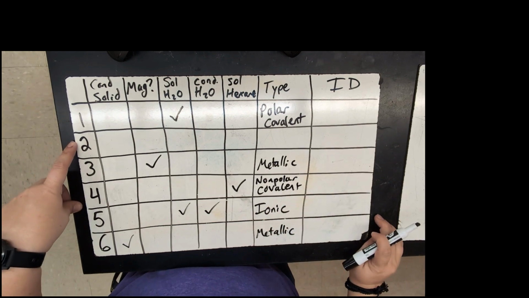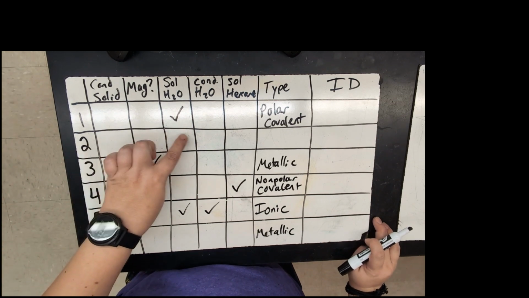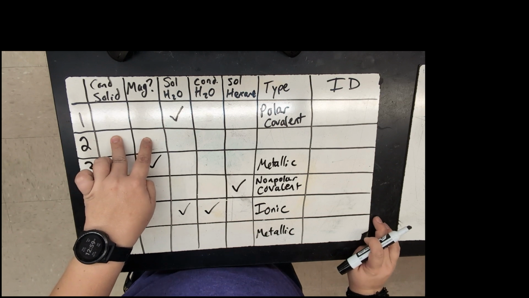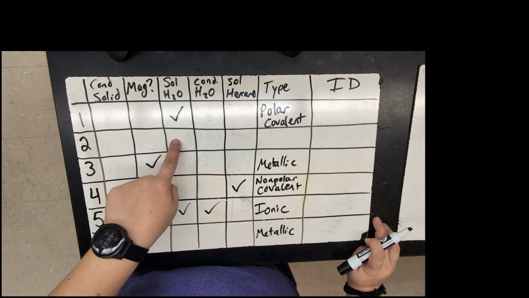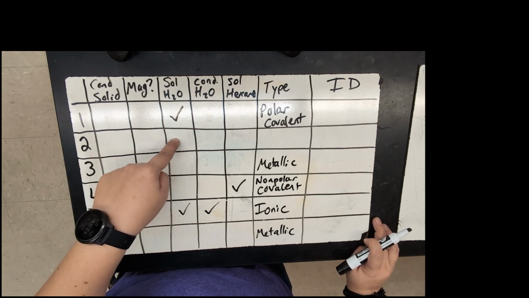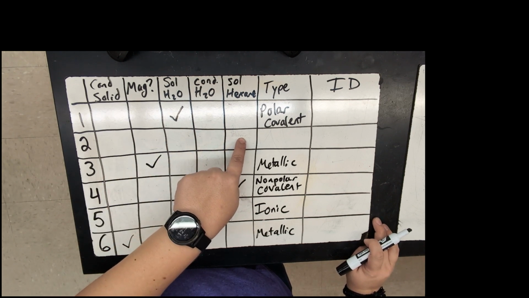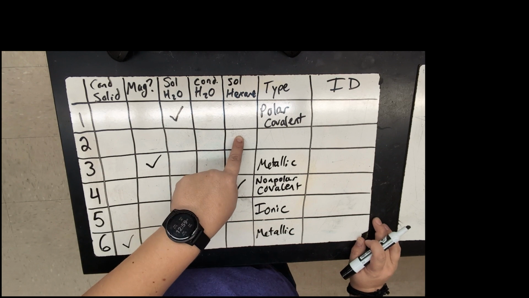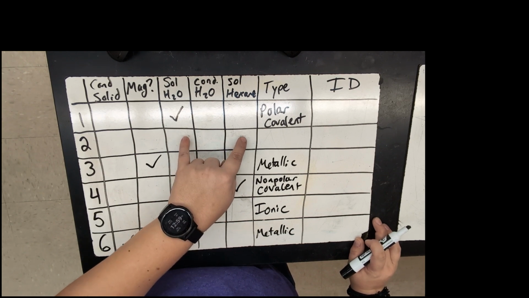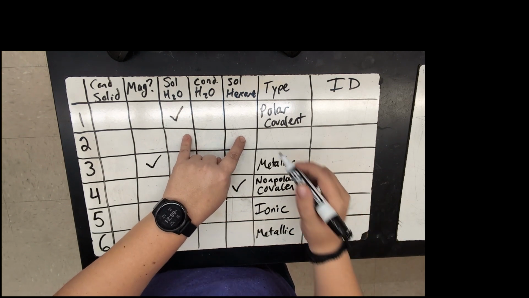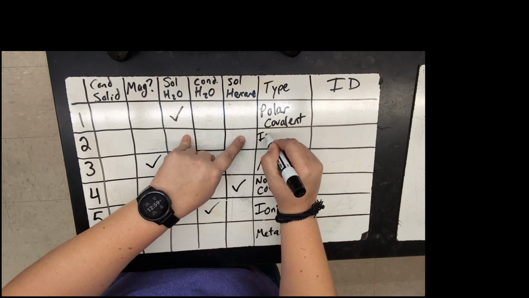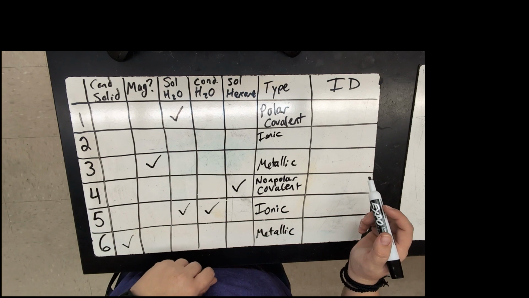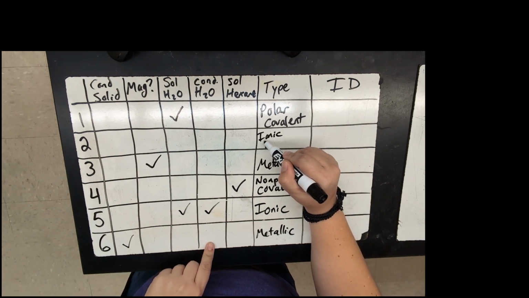And then what about number 2? Number 2 didn't show anything here. It's probably not metallic, and it doesn't dissolve in water or hexanes, so it's probably not a covalent compound either. What we're going to see, as we look at the compounds here, is this one is probably an ionic compound that does not follow the solubility rules. So an insoluble salt.